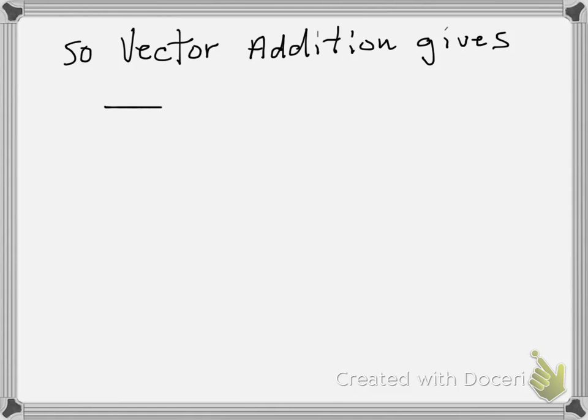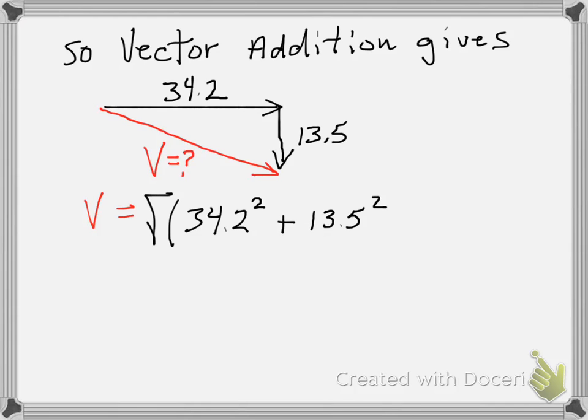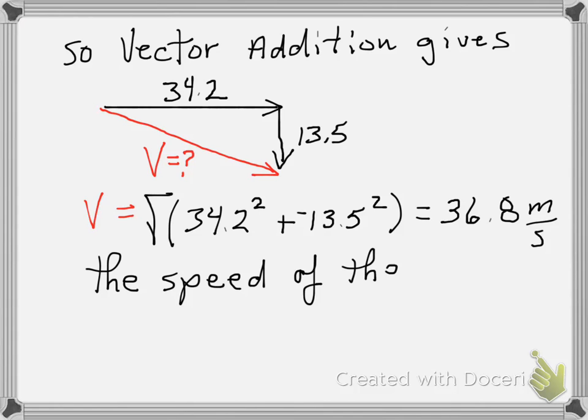And when we add those vectors, which everybody can, that's 34.2 squared plus a negative 13.5 squared. So we're finding the square root of that, and that's 36.8 meters per second, which is the speed of the ball. It did not ask you for velocity. All it asked you for was the magnitude of that vector.